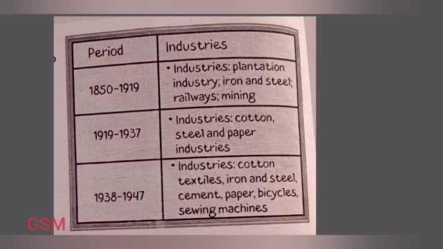1919 to 1937, cotton, steel and paper industries were developed in this period. Finally, 1938 to 1947, cotton textiles, iron and steel, cement, paper, bicycles, sewing machines, these also developed in this period. Students, finally, this development of industries is called the modern industries.